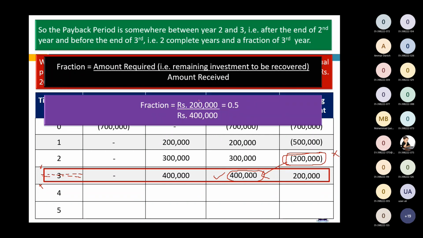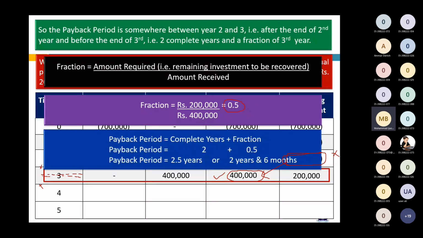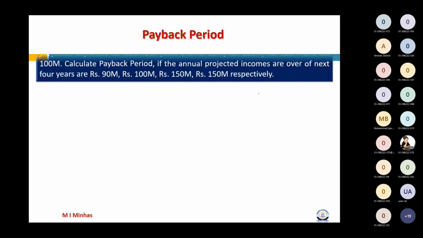So we just recovered 200,000 in 6 months. That's why it would be 0.5, yes, 6 months. 0.5, right? So what would be my payback period? My payback period is the complete years, that are two. Until this point, I was not able to recover, but a fraction of the third year, some part of the third year during which I recovered, and I calculated that part using this. So my payback period is 2.5 years, or 2 years and 6 months. Any doubt? No doubt. No, sir. Okay.